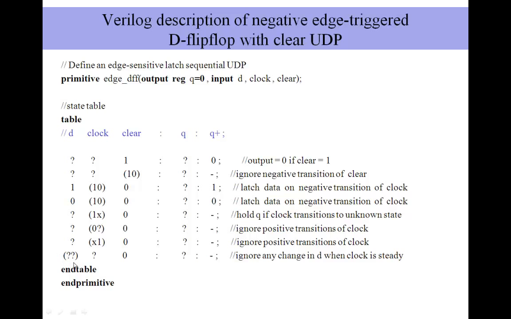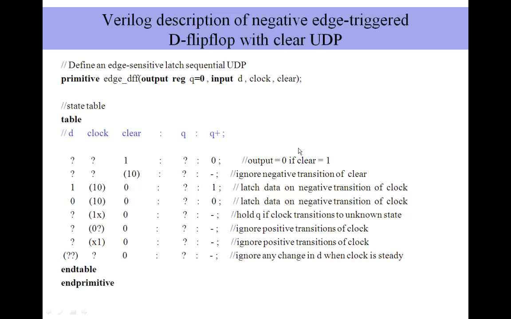Now any transition may be taking place on input. This is don't care, maybe 0, maybe 1, maybe X, no transition at all. Anyway, clear is 0, so this will not have any effect on output. So no change on output. So that's how we have to describe our behavior of the hardware. So we have done with our description here. Now end table and then end primitive.